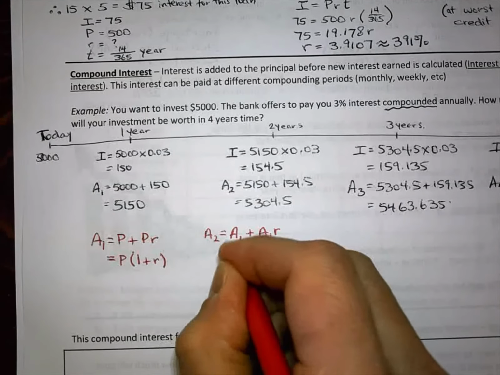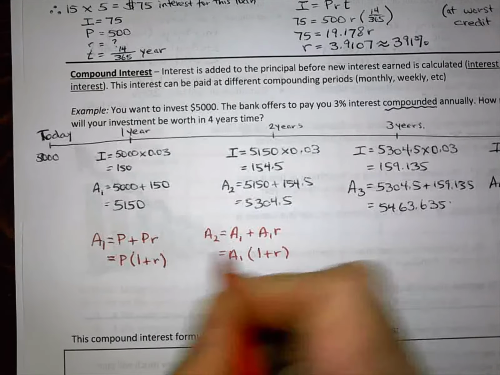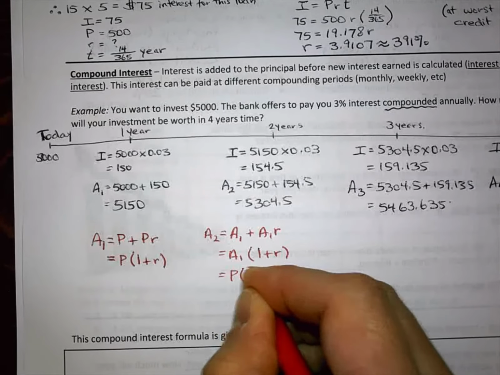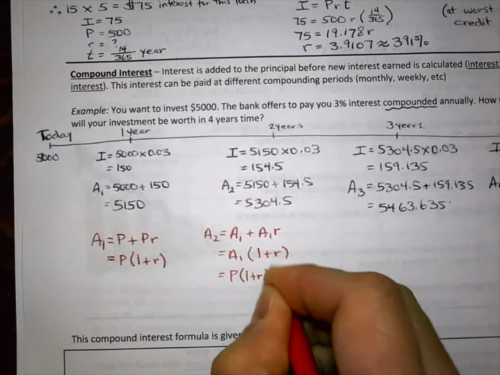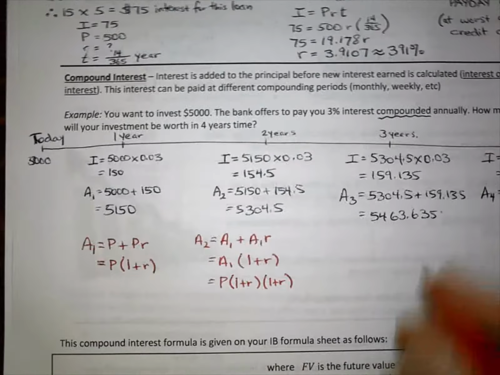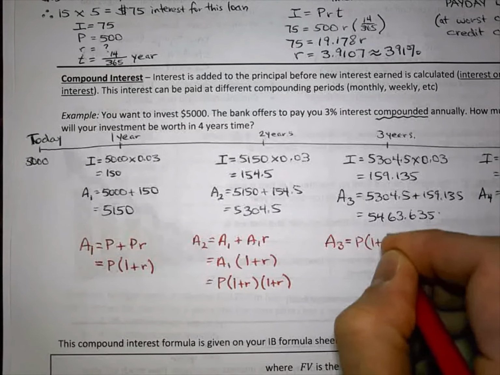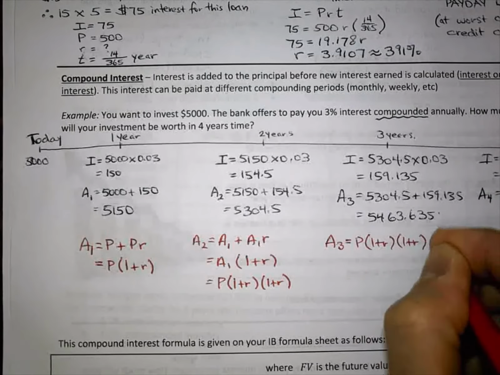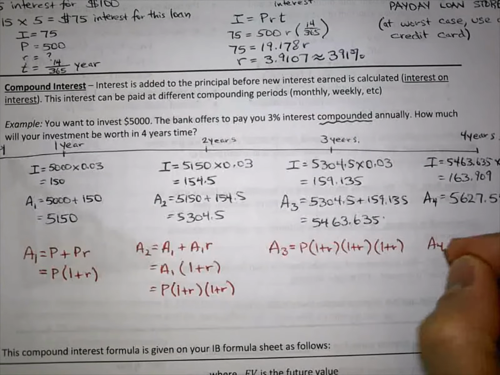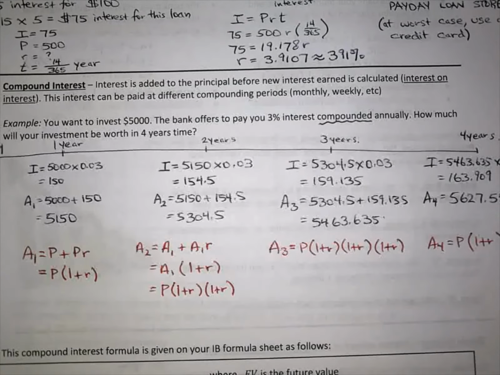If I factor out A1, I end up with A1 times 1 plus R. Now I know what A1 is, it's P times 1 plus R. So if I sub that in, I end up with P times 1 plus R times 1 plus R. You could keep doing this. A3 then becomes P times 1 plus R times 1 plus R times 1 plus R. And A4 becomes P times 1 plus R, you guessed it, to the power of 4.